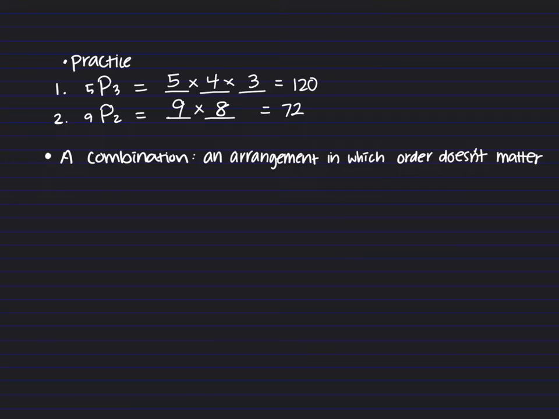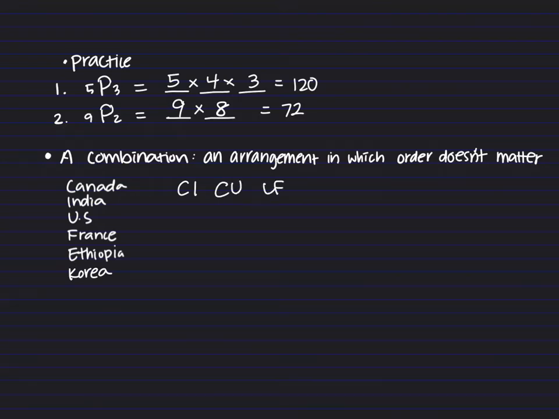Let's say you have to write a report on 2 different countries, and you're going to have 6 different options. Let's say I have these 6 different countries to write reports on, and you have to just pick 2 different countries. It doesn't matter which one you pick first. So let's go ahead and find out the options that we can have. For example, for Canada, I can match it up with India, US, France, Ethiopia, and Korea. I'm just going to write these initials.